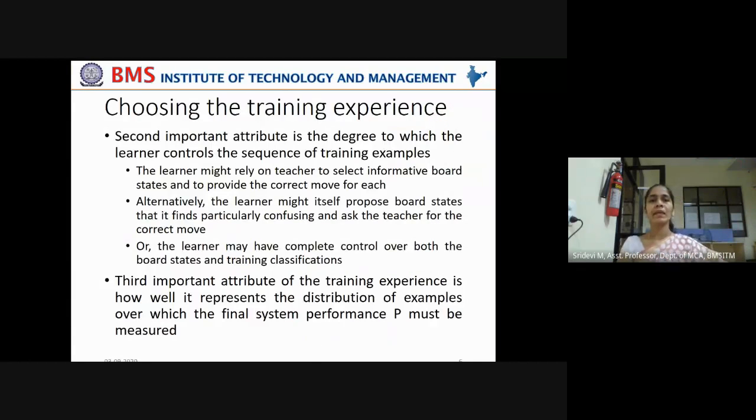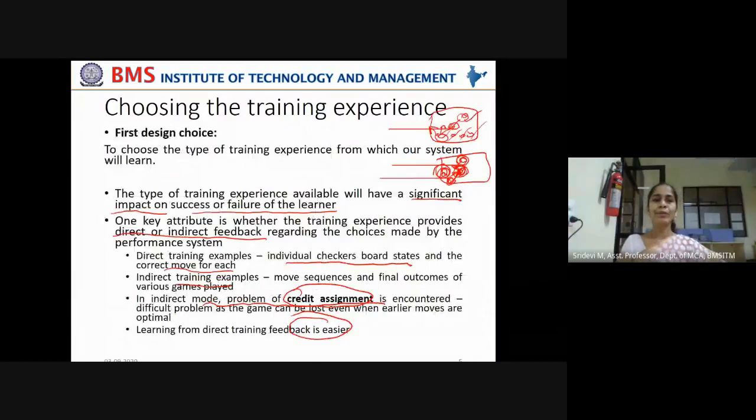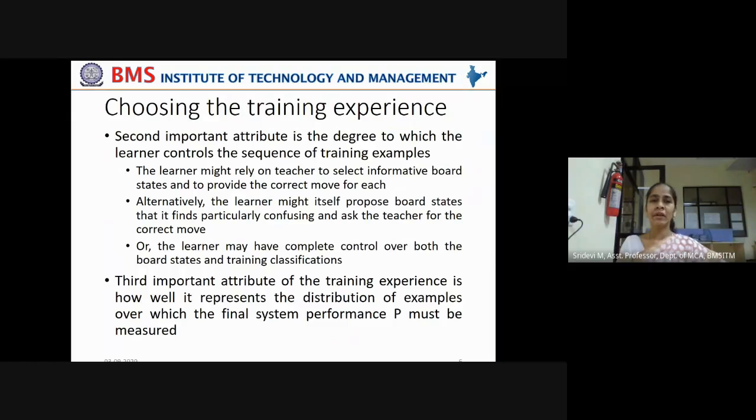Now, what is the second attribute? Our first attribute is choosing the type of training. What type of training experience? Now, the second attribute is the degree to which the learner controls the sequence of training examples. What kind of control does a learner have on the sequence of training examples? Let us see the first case. The learner might rely on the teacher to select informative board states and to provide the correct move for each.